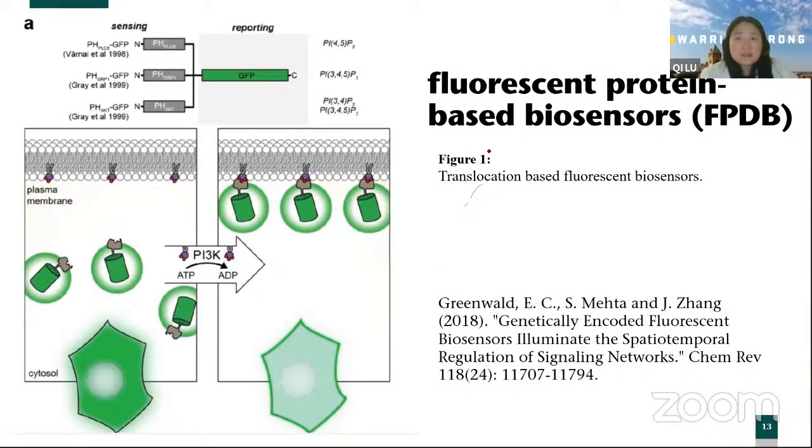So this is a fluorescent protein-based biosensor. For example, here it shows a membrane-bound PI3K and PIP3, and these signals will go to the cell membrane. This green fluorescent signal can indicate that the signal is being activated, and the fluorescence will come out from the cytosol to the plasma membrane.